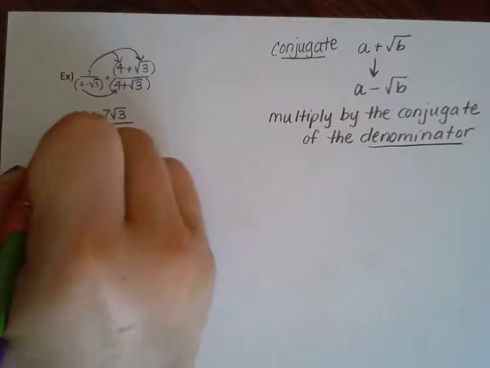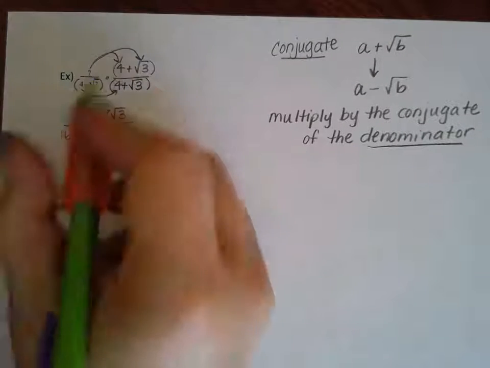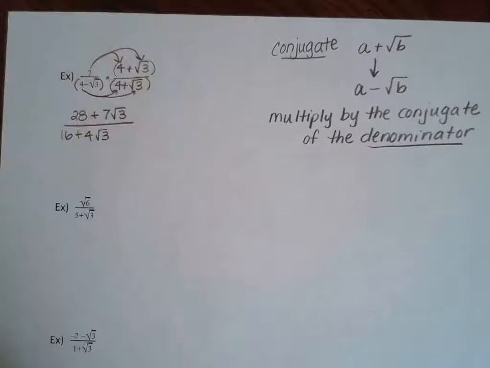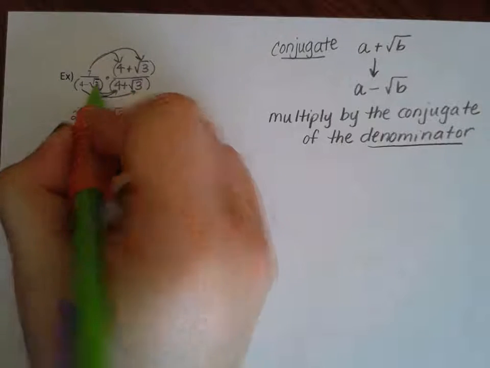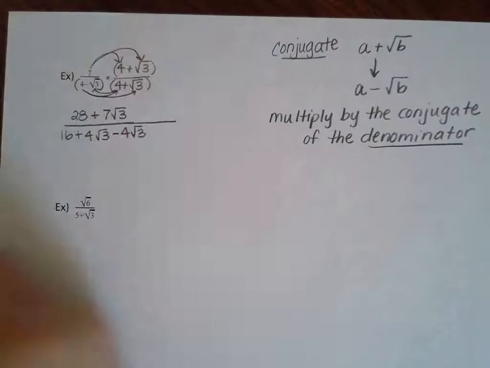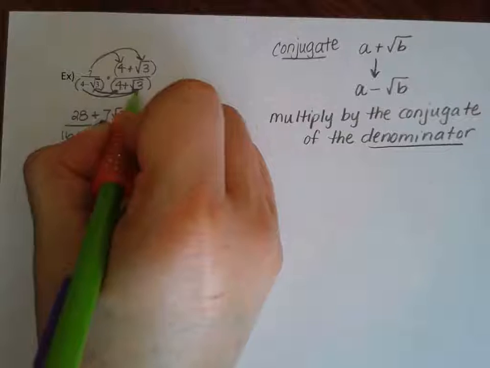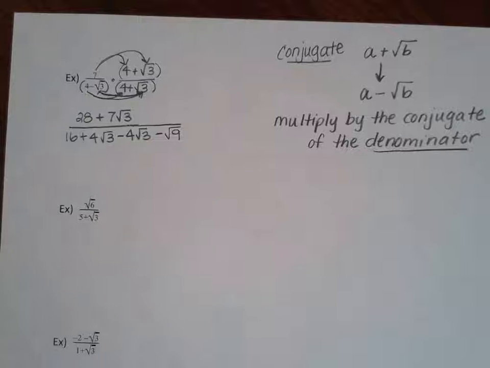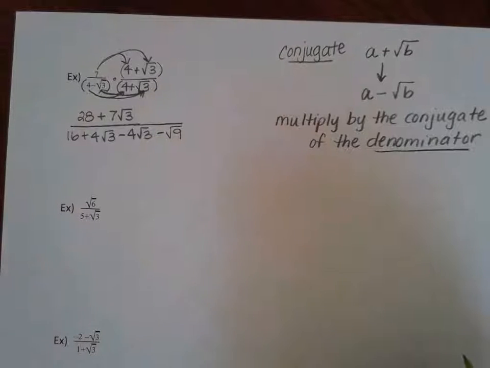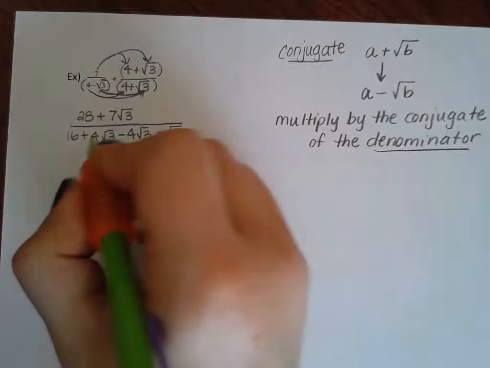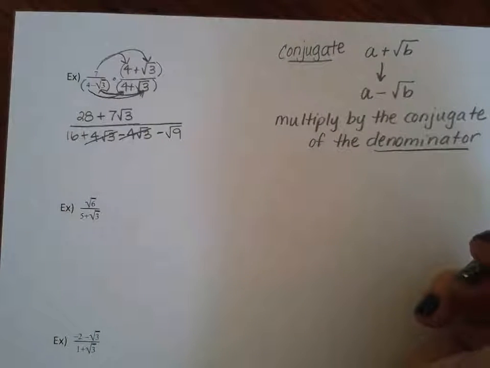4 times 4, which is 16. 4 times root 3, which is 4 root 3. And then 4 times negative root 3 is negative 4 root 3. And then negative root 3 times positive root 3 is negative root 9. So an interesting thing that's going to happen every single time you multiply by the conjugate is you're going to have terms in the denominator that are going to cancel each other out. So this is going to go and that's going to go.